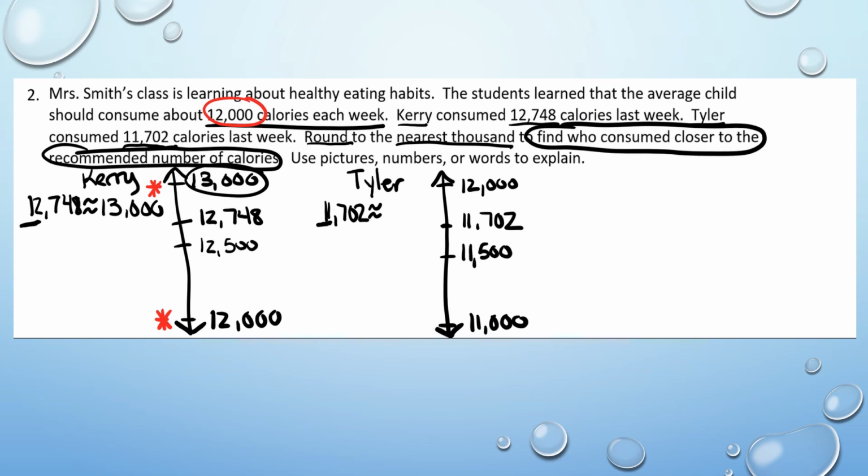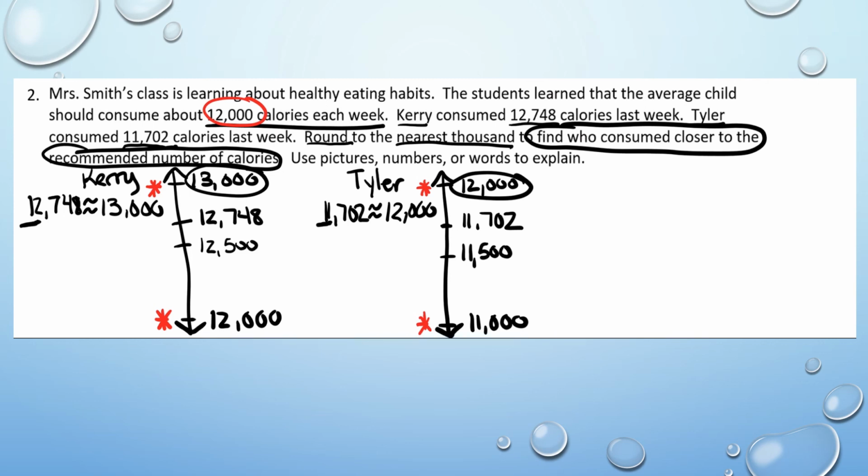Now when I look at my benchmarks, is 11,702 closer to 11,000 or 12,000? I put that number above the midline, so I know it's closer to 12,000. And that proves that Tyler was closer to the recommended number of calories.